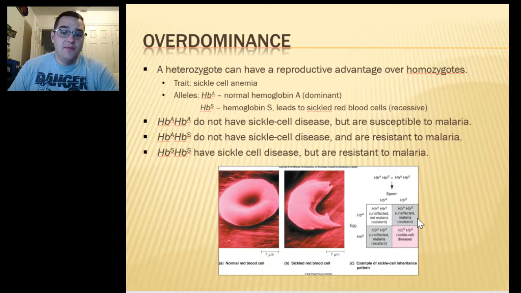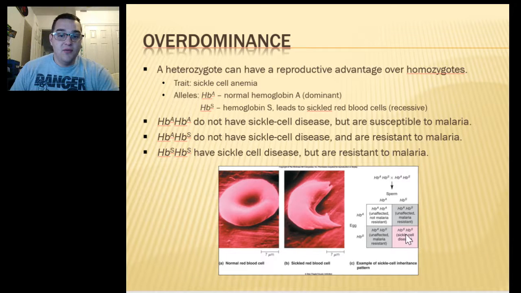The next one is overdominance. Overdominance is when you have a heterozygous with an advantage, or a reproductive advantage, over homozygous. The example they give is sickle cell anemia. What's explained in this little Punnett square down here is that you have homozygous dominant, which is unaffected, and you have these heterozygous individuals here. What sickle cell anemia does is the heterozygous gives you a malaria-resistant strain, so you don't die of malaria.